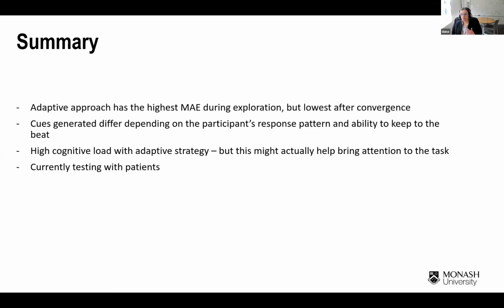One thing that we found when we looked at how cues were being generated is that the cues did differ depending on the participant's response and their ability to keep to the beat. So actually individualization was useful. We also saw from the survey responses that there was a higher cognitive load with the adaptive strategy. And we weren't sure if this was a good thing, but when talking with our clinician collaborators, they thought that this could be a good thing because it could help bring attention to the task. And we're currently testing this with patients.